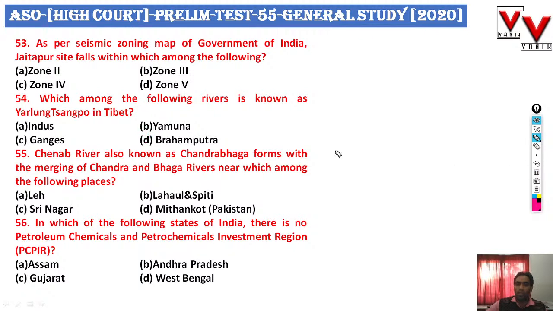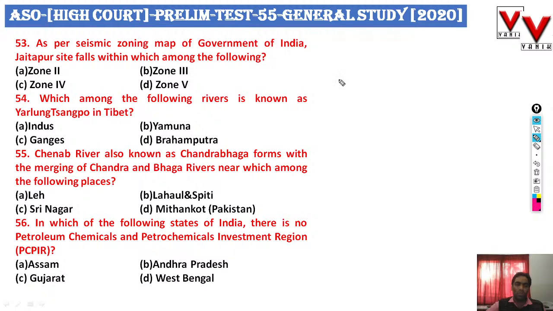Now we are going to discuss the next question, the 55th. The Chenab river is also known as Chandrabhaga, from the merging of the Chandra and Bhaga rivers near which of the following places? Lahaul and Spiti. Chandra and Bhaga meet at Lahaul and Spiti in Himachal Pradesh and make the Chandrabhaga, also known as the Chenab river. So for 55, the right answer is B.